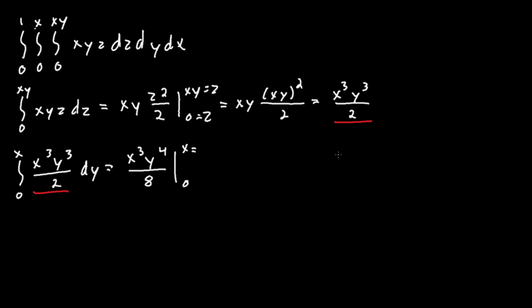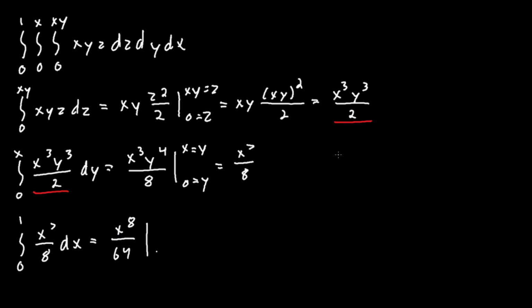Now when you plug in x into y, what we're about to do right now, you get some function of x. So again, 0 cancels everything out. So this becomes x to the power 7 over 8. Now we solve for the last integral, 0 to 1. So x to the power 7 over 8 with respect to x is equal to x to the power of 8 over 64. From 0, 1, the x bounds.